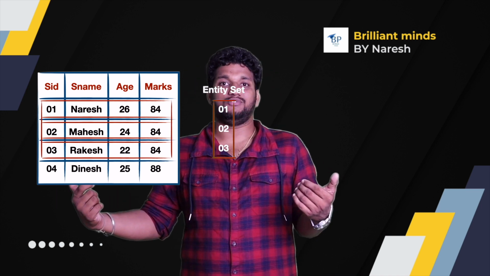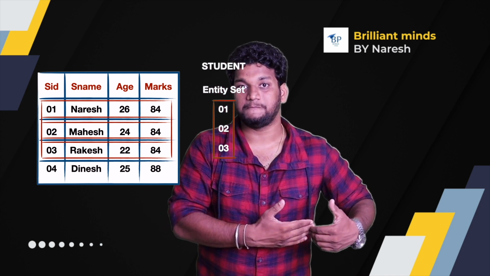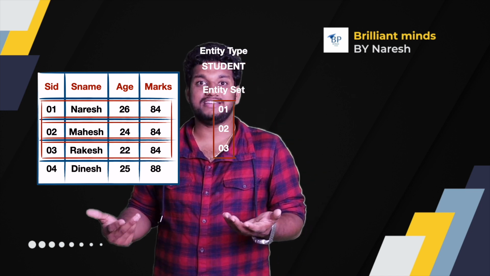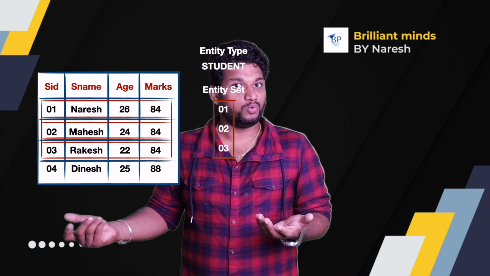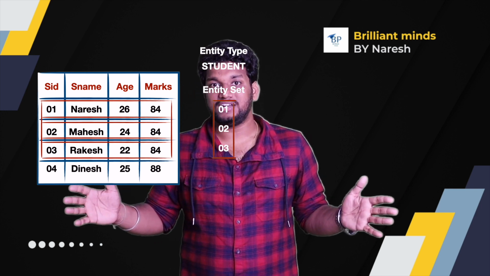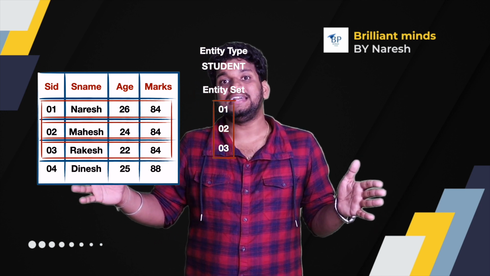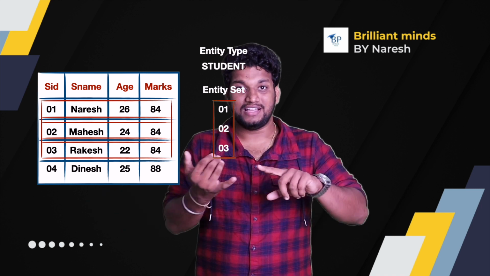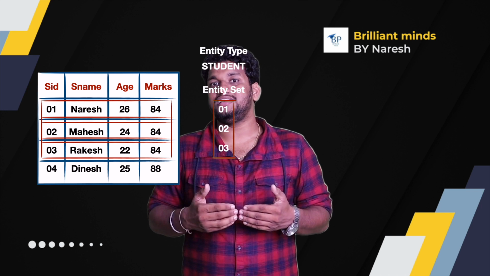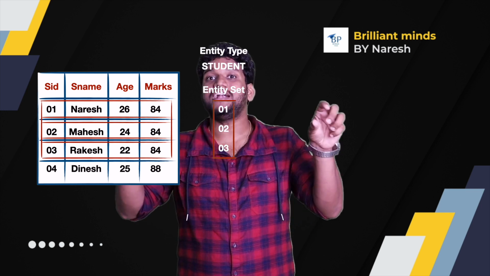In the same way for second ID 02 Mahesh, what is the age? 24, marks 84. Now for the third person, name I will take as Rakesh and age I will be taking as 22 and marks I will take as 84. Okay, now here I have three entities. What are those entities? Naresh, Rakesh, Mahesh. These all entities are sharing the same attributes or not?